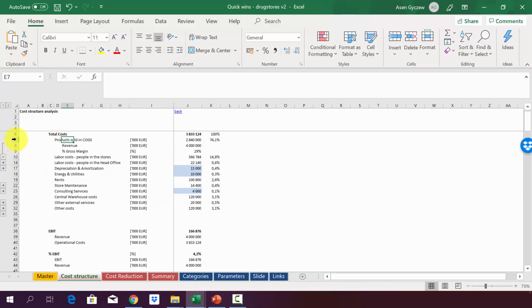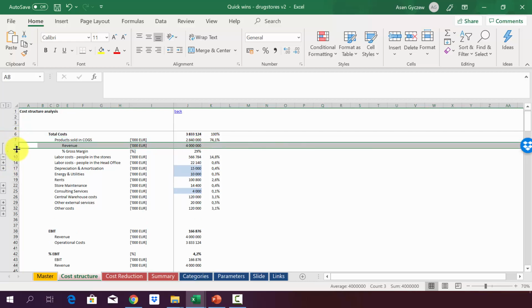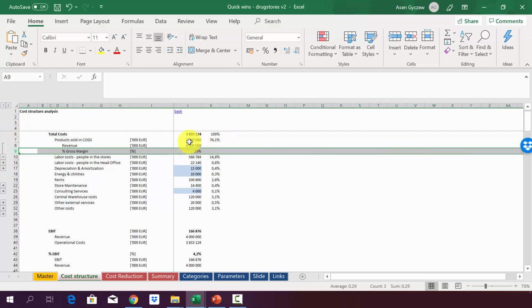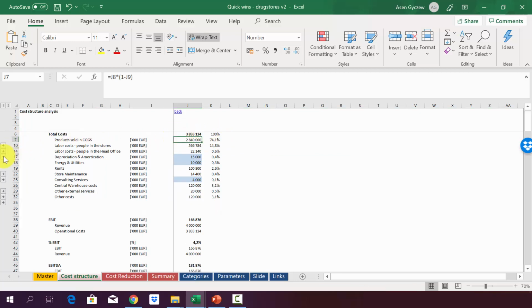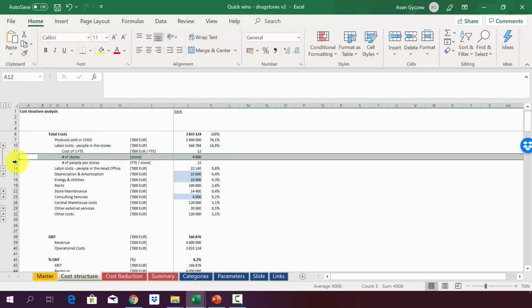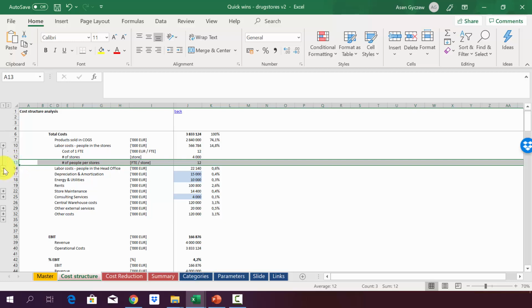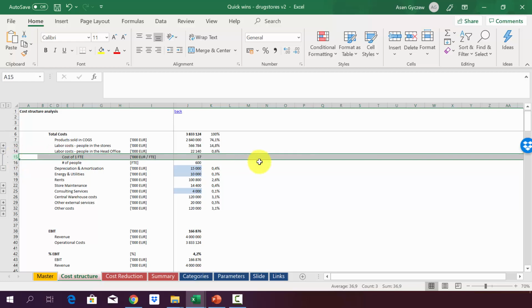So in the case of product sold, in other words, cost of goods sold, we've got the revenue and then the gross margin, and on the basis of that, we get that we spend 2.8 billion on cost of goods sold. Labor costs, we estimate by looking at the cost of 1 FTE, and then also the number of stores and number of people per store. In a similar manner, we calculate the head office cost. We just simply have a different cost here, so it's almost triple what we've got in the stores.